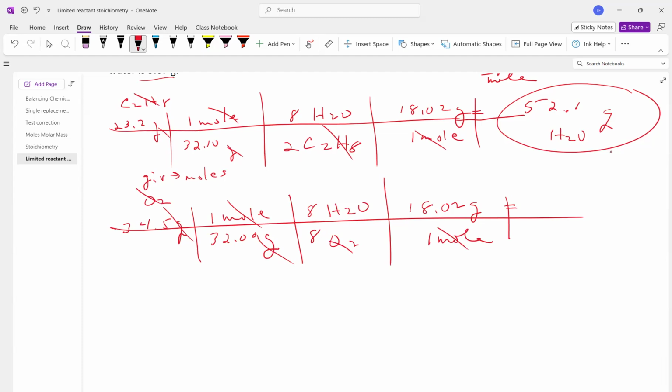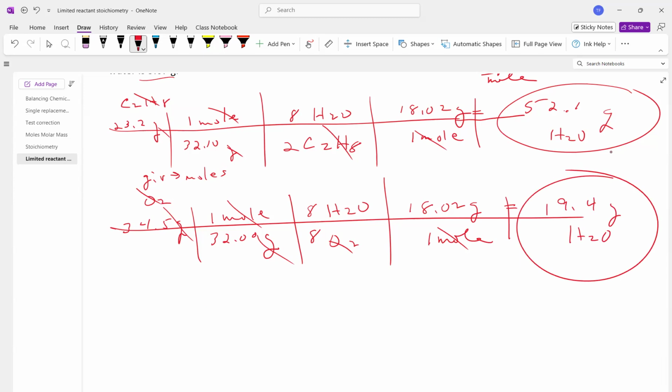So we have now, 8 over 8 is what equal to? 1. So I don't have to worry about the eights because they equal 1. Now, if you'd like, you can certainly throw those in. Okay, so what is limiting the production of water? Oxygen or ethane? Oxygen, because it creates less.